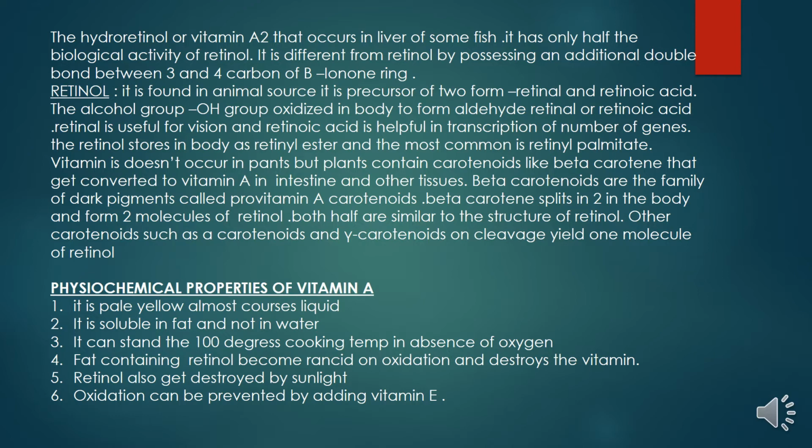Physicochemical properties of vitamin A: it is a pale yellow, almost colorless liquid. It is soluble in fat and not in water. It can stand 100 degrees cooking temperature in the absence of oxygen. Fat containing retinol becomes rancid, and oxidation destroys the vitamin. Retinol also gets destroyed by sunlight, and oxidation can be prevented by adding vitamin E.